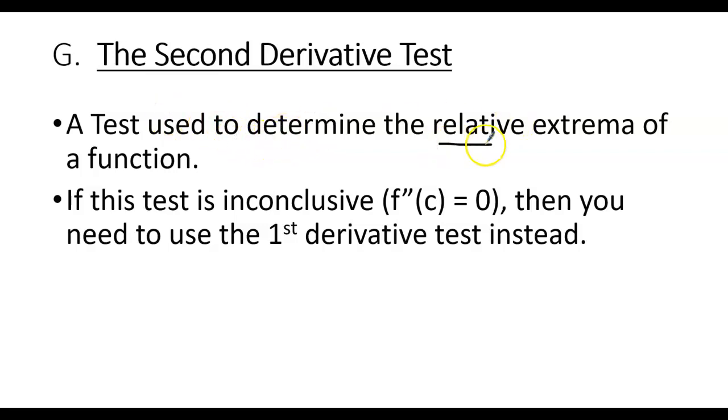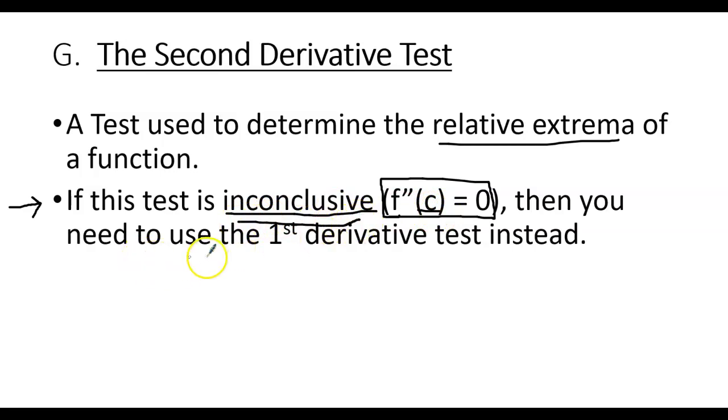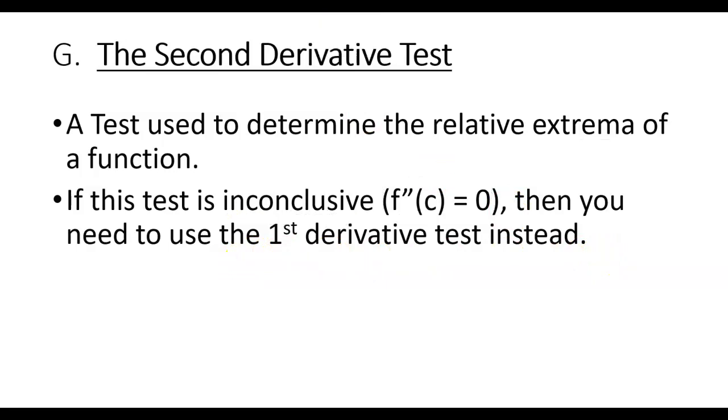This is a test, once again, to find the relative extrema of a function. Now, sometimes this test is easier, so people like to use it, but sometimes it's inconclusive. And you'll see in the example how this can occur, but for now, it's inconclusive anytime the second derivative is 0. So if you end up with the second derivative equaling 0 at the point you're testing, then it's inconclusive, and when that happens, you have to go, darn it, I wasted my time, go back and do the first derivative test instead.